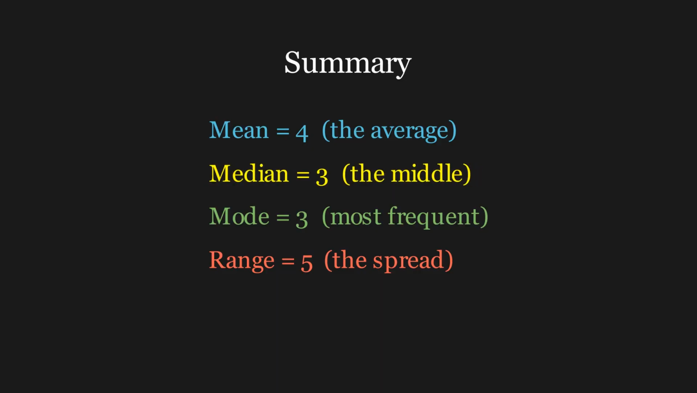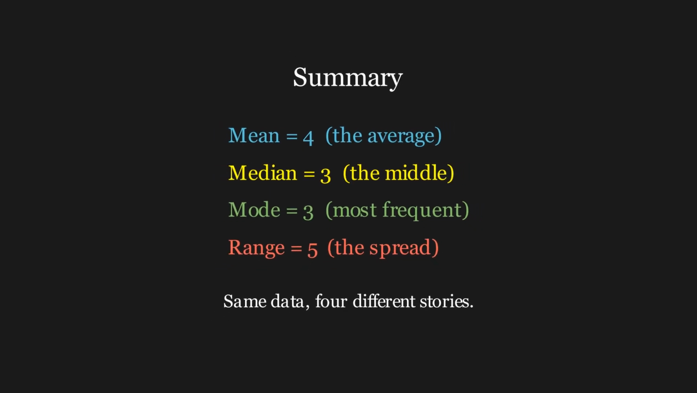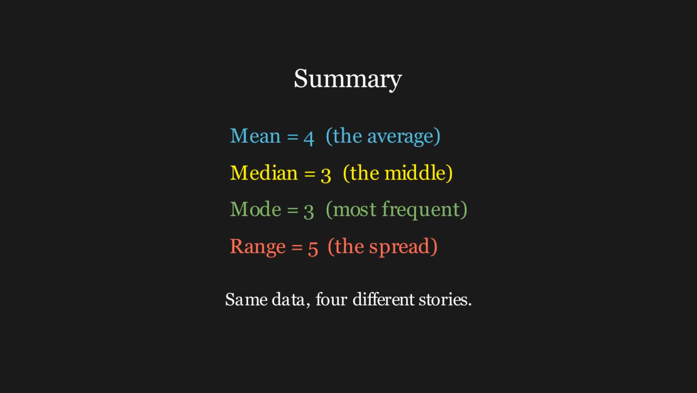4 different numbers, 4 different questions about the same 5 games. The key thing to remember is that each one answers something different. Mean is the average, median is the middle, mode is the most frequent, and range is the spread. Same data, 4 different stories.